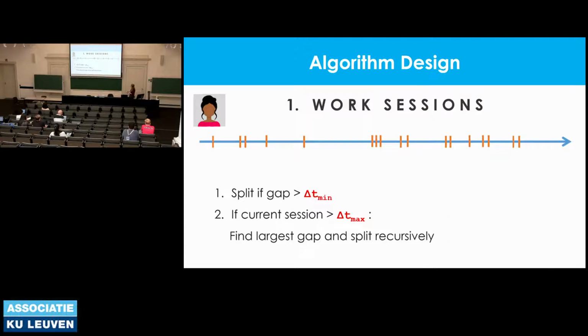So how does this algorithm work? We position them all chronologically on this timeline. We split if the gap is bigger than this t minus, so we get some kind of windows of events. And if such a window is still too big to be one session, we have to recursively split it again. So we search for the largest gap and we split it again until it's small enough to be a representative session. Okay, so now this woman has 1, 2, 3, 4, 5 work sessions.